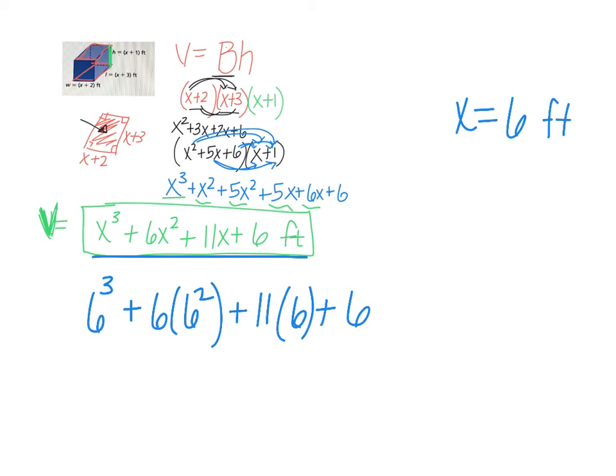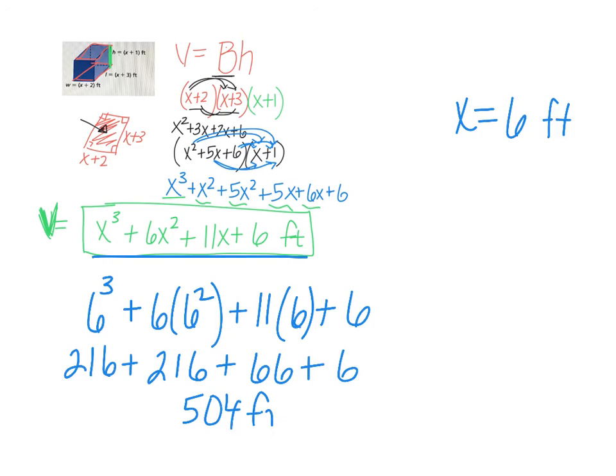So when I do this, 6 cubed is actually 216, plus 6 squared is 36 times another 6, which is still another 216. Plus I get 66 plus 6. Now I'm just going to add those up together real quick. And it looks like I end up with 504 feet for the volume, if x was 6. Now I did forget that since this is volume, I need to put the cube symbol here too.